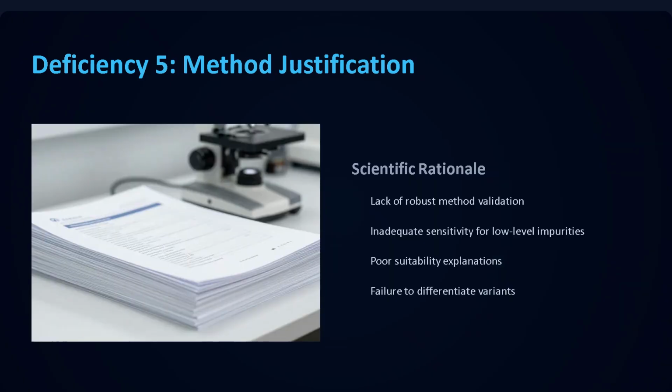Even when analytical methods are used, regulators may question whether those methods are appropriate and sufficiently validated. A common deficiency is lack of strong method validation, especially regarding sensitivity for detecting low-level impurities. Another issue is failing to explain why a particular method is suitable for distinguishing peptide variants. Clear validation data and scientific justification are essential to demonstrate that the analytical methods truly support the sameness assessment.